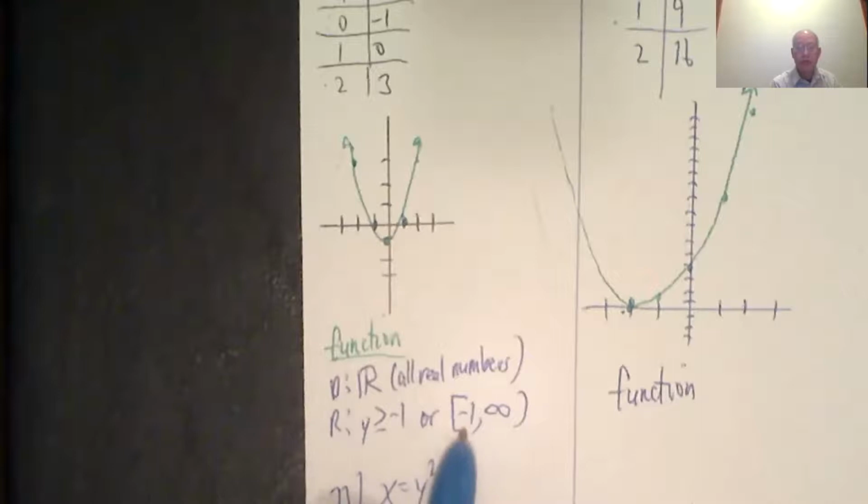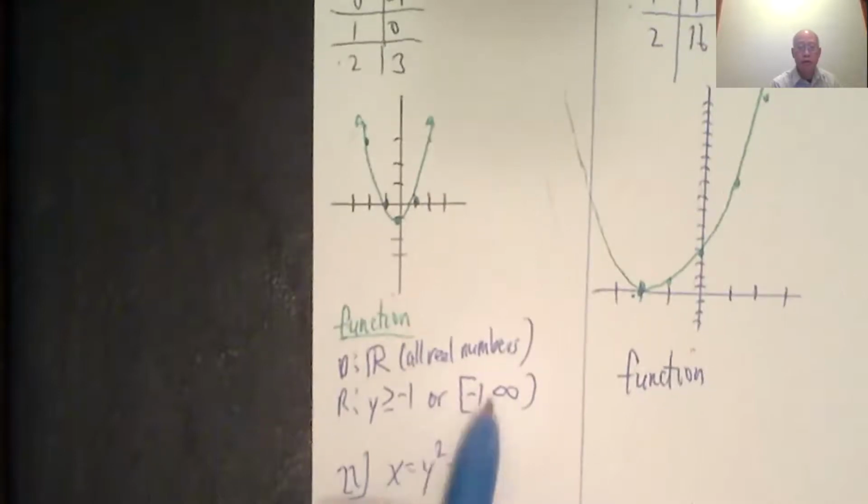Bracket means include the -1. Parenthesis means you don't include that particular number. Infinity and negative infinity always use parentheses.